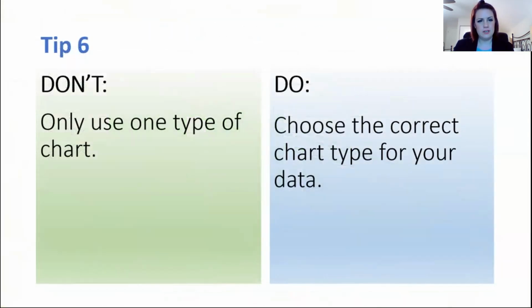So this is my tip 6: don't only use one type of chart, because some types of charts and graphs are better for displaying certain types of information than others. And choosing the wrong type of chart for the graph or for the data that you're trying to display can actually be confusing. And again, will detract from the story that you're trying to tell.